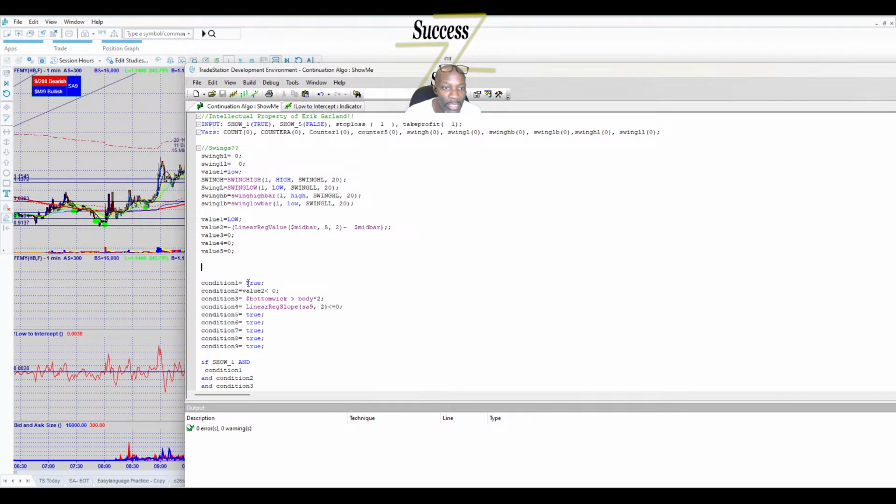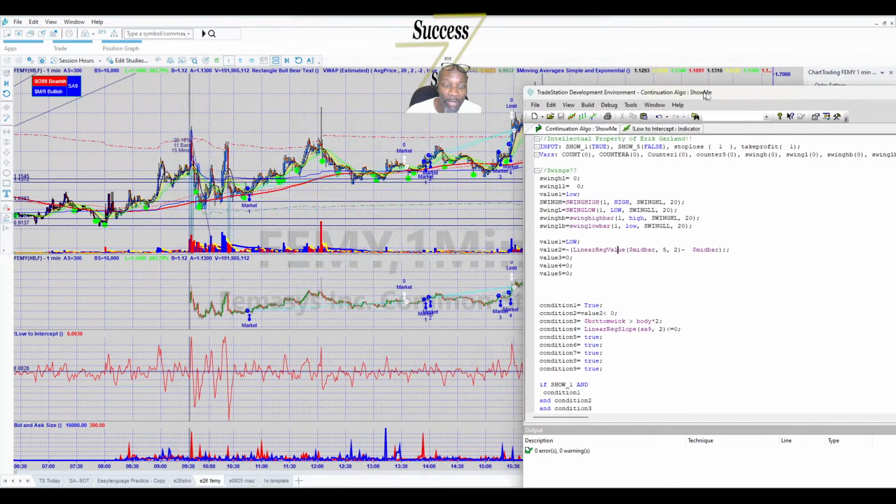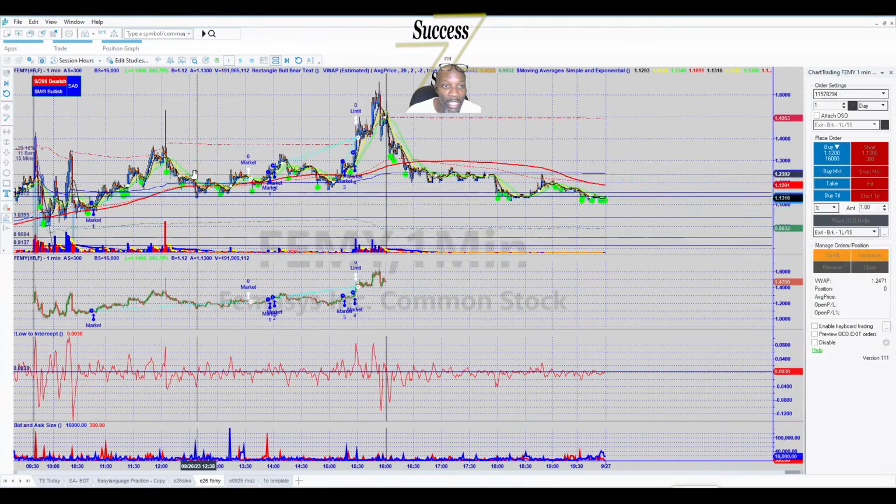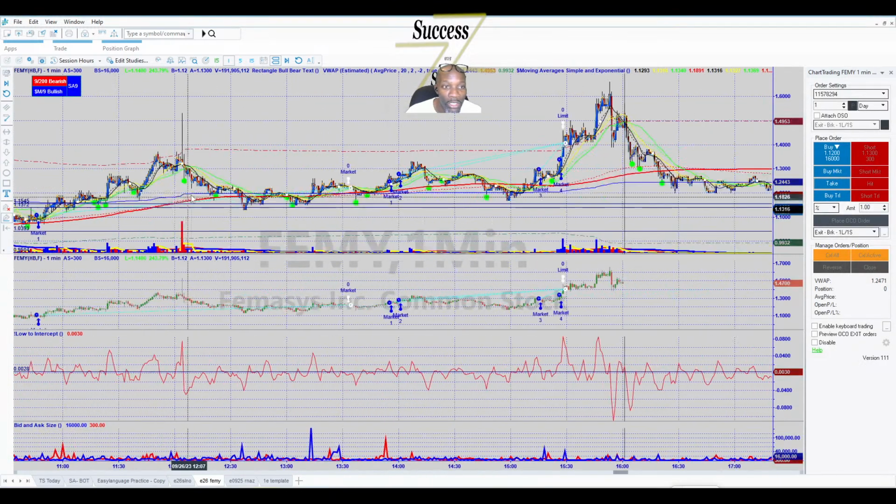So what I've got here is that value 2 is less than 0. Value 2 is the linear regression of the middle of the bar, the mid bar, over 5 bars. Over 5 bars, you want to find the linear regression, and you want to take that value 2 bars ago. So it'd be like the y-intercept. You don't want to take that on the bar that you're looking at. You want to take that on the bar 2 bars ago.